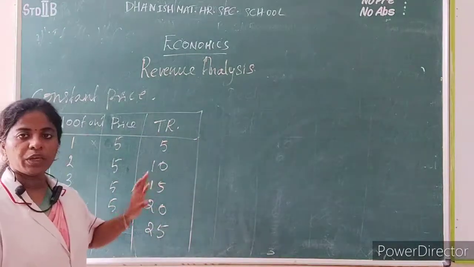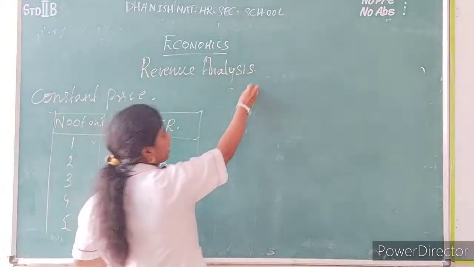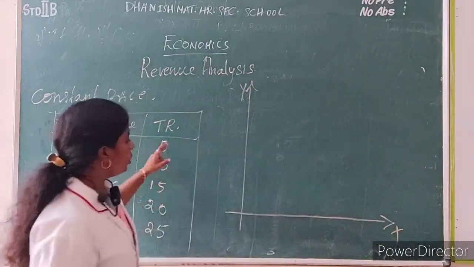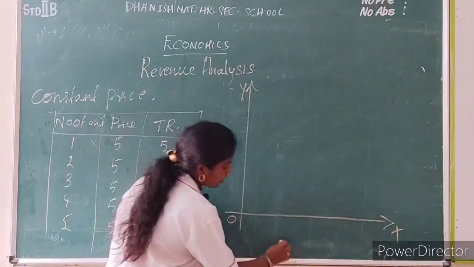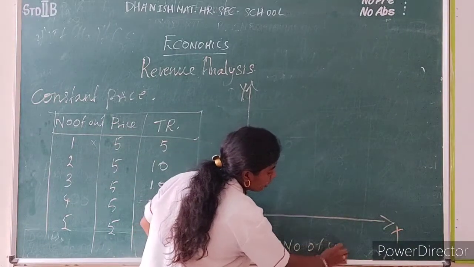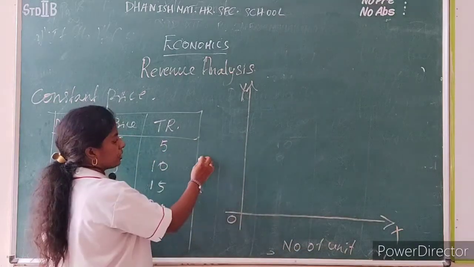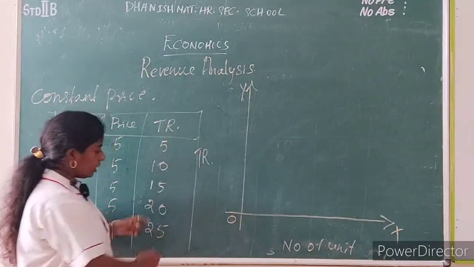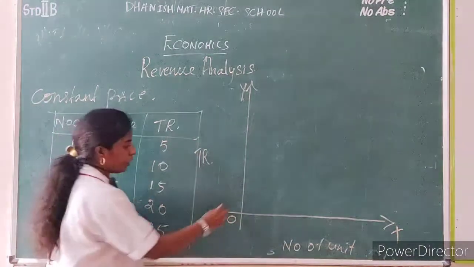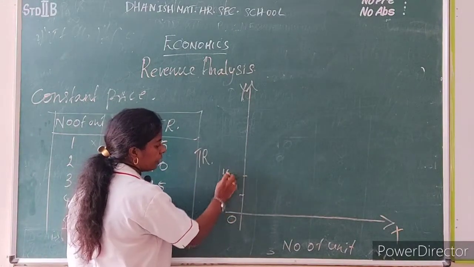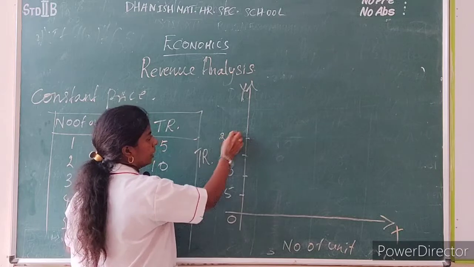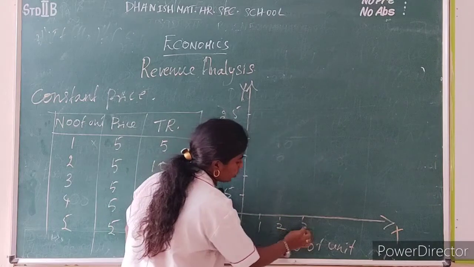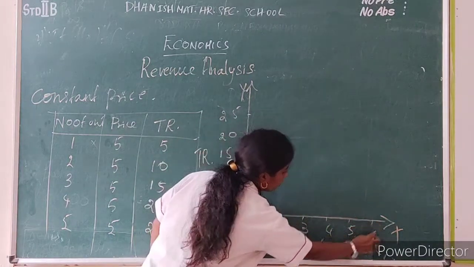So the table is done, now we have to go for the diagram. Plot the diagram. On the x-axis, 0 to x represents the number of units and on the y-axis, 0 to y represents the total revenue, that is the profit. They have given the measurement here: 5, 10, 15, 20 and 25. So take 5, 10, 15, 20, 25. Now plot it. On the x-axis, 1, 2, 3, 4, 5, 6.